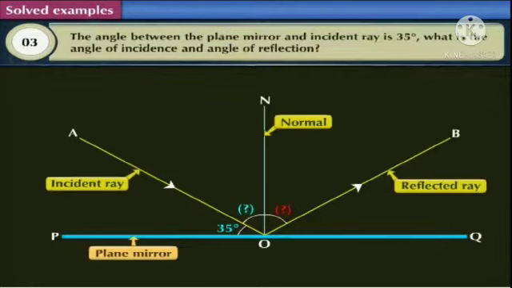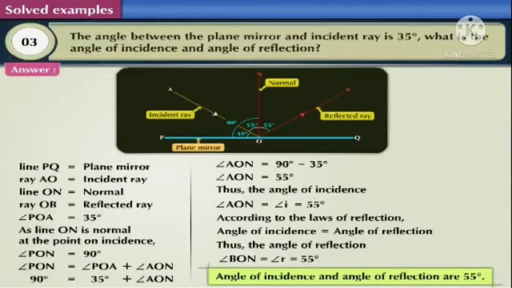Question number 3. The angle between the plane mirror and incident ray is 35 degree. What is the angle of incidence and angle of reflection? Answer. Line PQ is a plane mirror, ray AO is incident ray, line ON is normal, ray OR is reflected ray, angle POA is equal to 35 degree. As line ON is normal at the point of incidence, angle PON is equal to 90 degree.